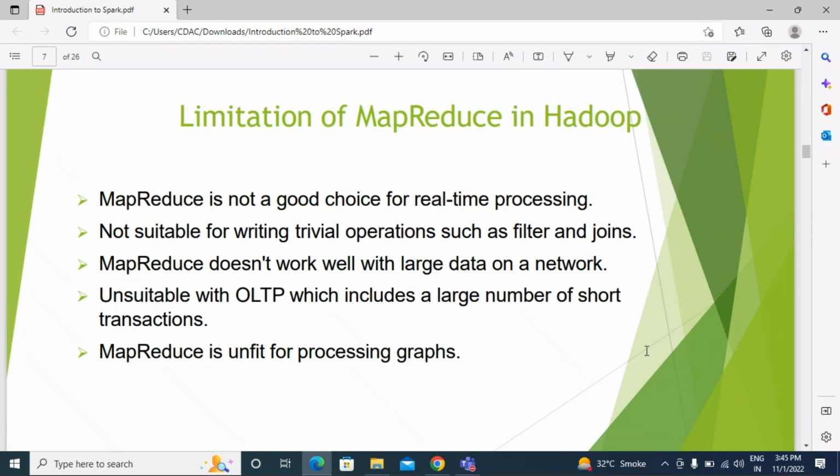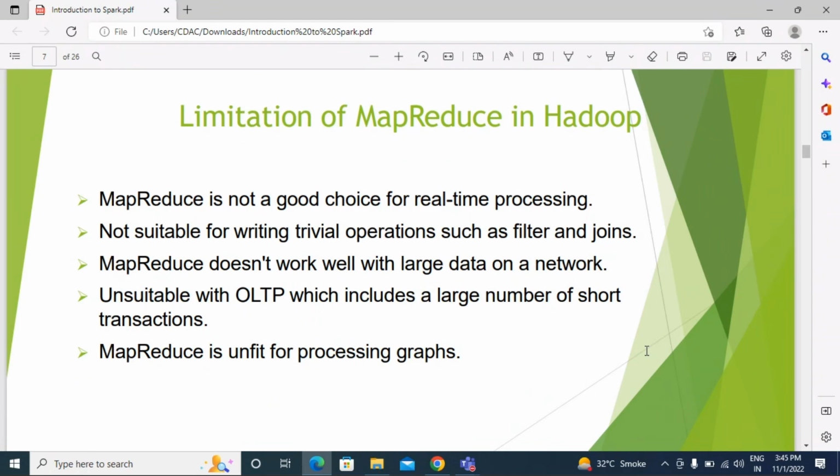MapReduce doesn't work well with large data on a network. If you have a huge data set on a network, and you need to capture it in real time and process it, you cannot do that. It is also unsuitable for OLTP, which includes a large number of short transactions, for example banking transactions. There are a large number of short transactions happening simultaneously, and for that kind of process, again, MapReduce is not a good choice.